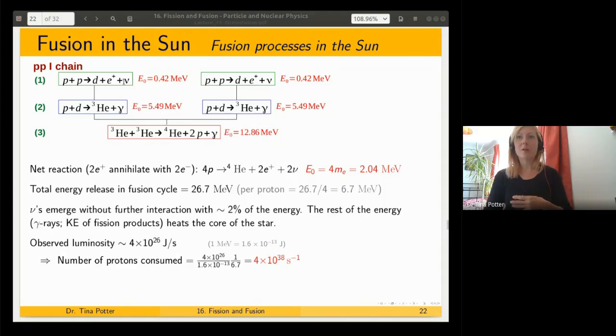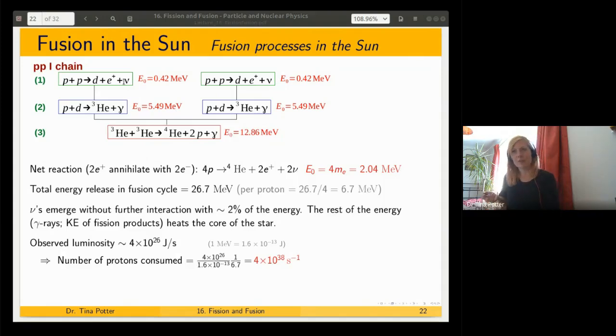But the neutrinos are coming out here without any further interaction. Remember, they're really weakly interacting. Even though the sun is really dense and there's a lot of matter, it's very unlikely that they're actually going to interact there, and they'll come out pretty much unchanged. And that's quite cool because we can use those to probe the processes in the sun. The rest of the energy in terms of photons heats the core of the star back up, which enables us to do more fusion.